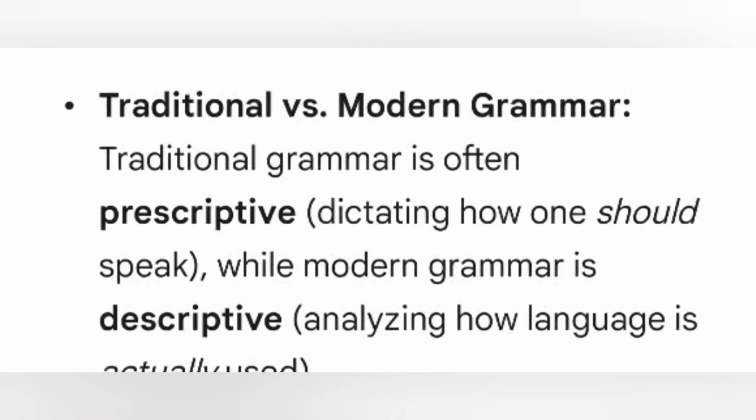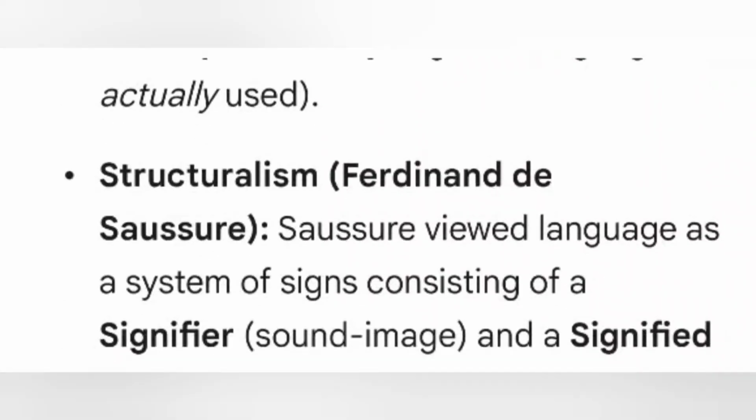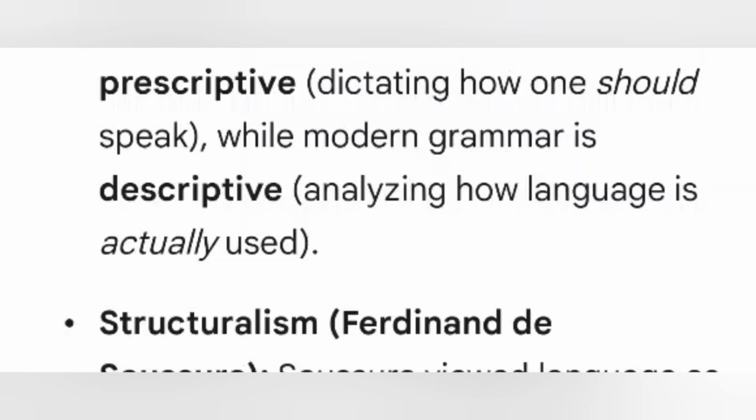Then traditional versus modern grammar. Traditional grammar is often prescriptive. That means dictating how one should speak. Rules are learned first and then we learn how to use them. While modern grammar is descriptive. That means analyzing how language is actually used. So it's an inductive kind of grammar.